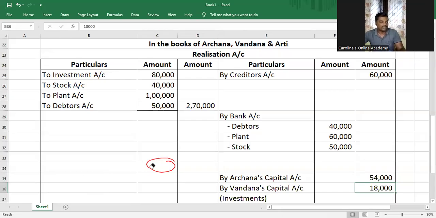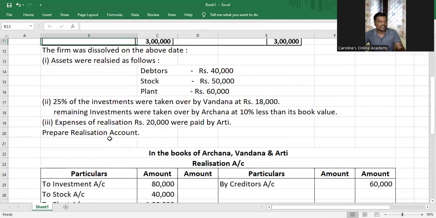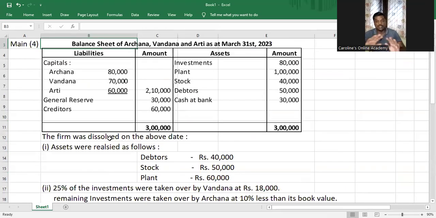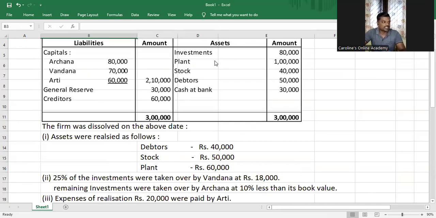Now, once we are done with all the adjustments given in the question, we cannot directly go to the next part. We have to go to the balance sheet one more time and check if we have realized all the assets or not. Understood? So we have realized investment as given in the question, we have realized plant, we have realized stock, we have realized debtors. All of that has been given in the question. Cash and bank should not be realized. It is not even taken to realization account.